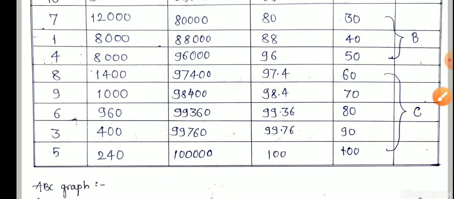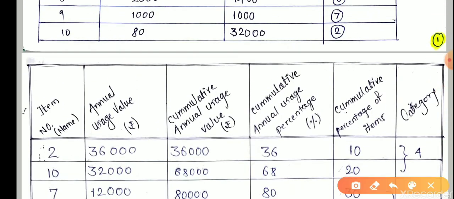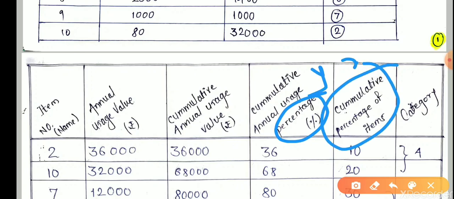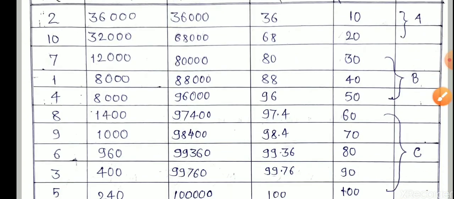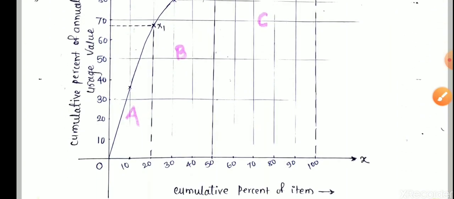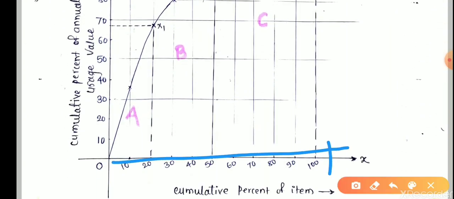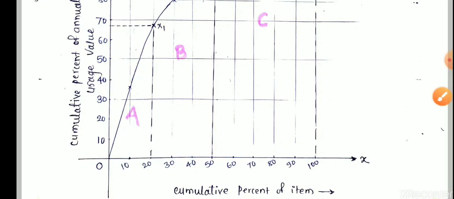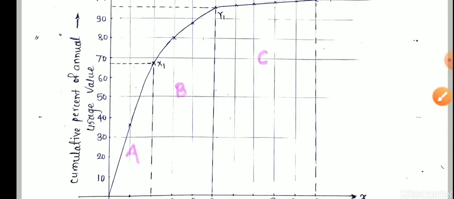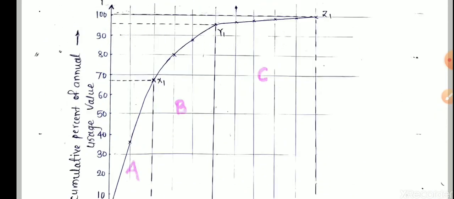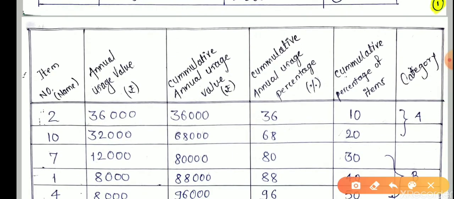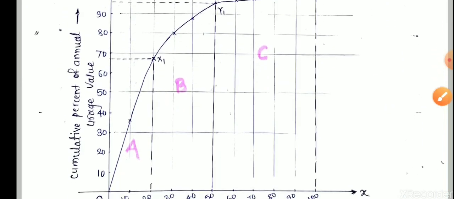And likewise, we have to draw the graph. The graph has cumulative percentage on the y-axis and cumulative percentage of items on the x-axis. This is on y, this is on x. We have to draw the x and y axes with a scale of 100% on x and 100% on y, meaning 10 divisions. Now draw every coordinate, that is 36 on y and 10 on x, that is the 10, 36 dot we have to draw on the graph.